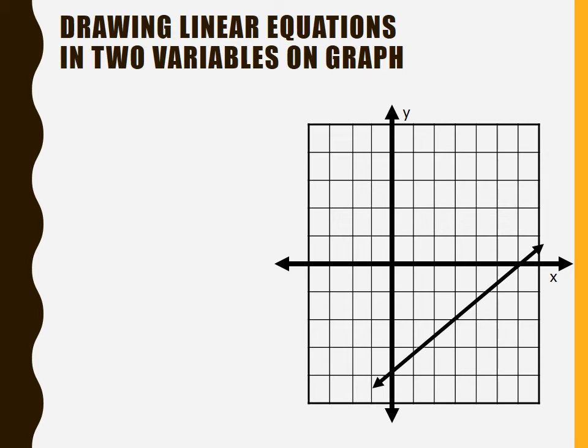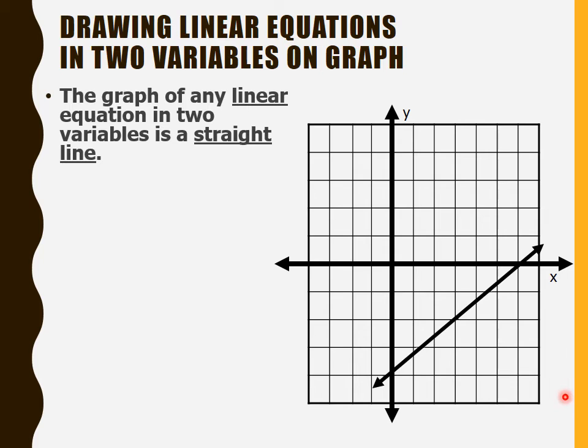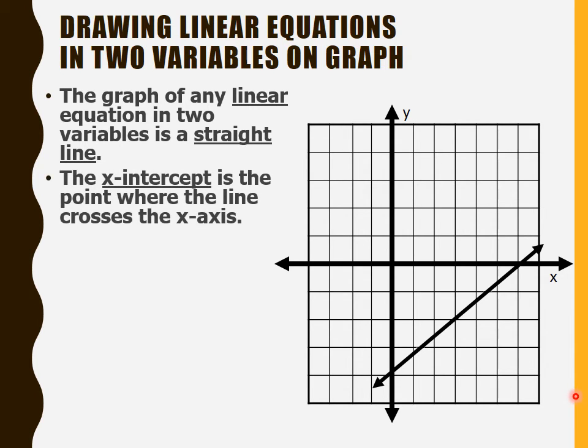Drawing linear equations in two variables on a graph. So if we draw a linear equation in two variables on a graph paper, it would look something like this. The graph of the linear equation in two variables is a straight line. The x-intercept is the point where the line crosses the x-axis. So this line meets the x-axis at this particular point. You can follow the red dot here.